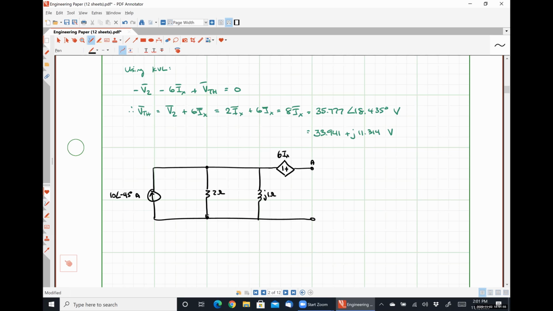So my Norton current means that I short circuit my terminals A and B, and I'm going to look for the current flowing down through that short circuit. Where this guy here is still my current Ix.